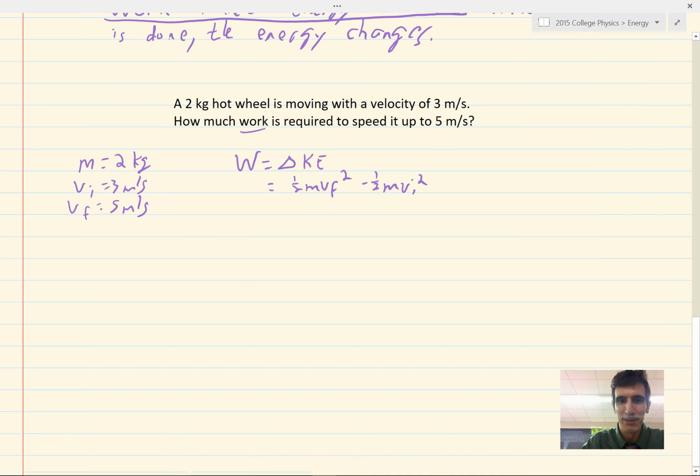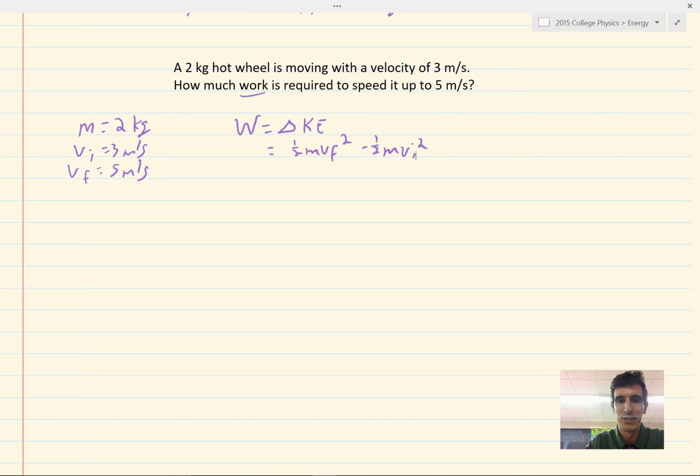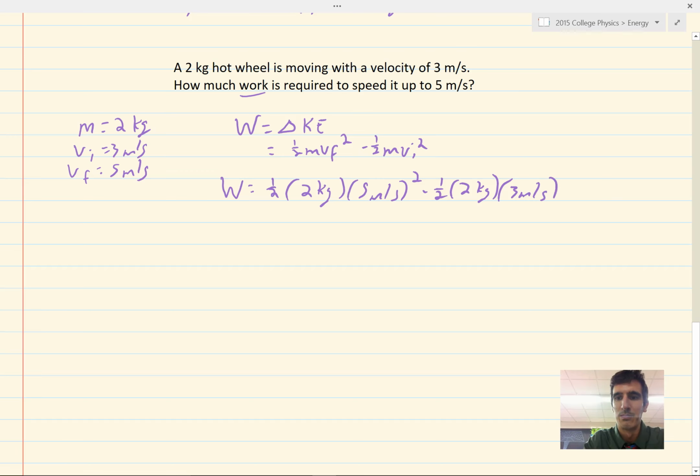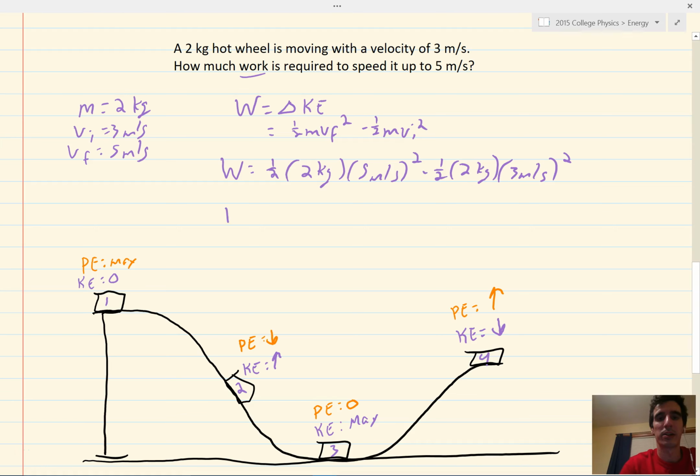Okay. Anyways, so now all I have to do is plug and chug. So work is equal to 1/2 times 2 kilograms times 5 meters per second squared minus 1/2 times 2 kilograms times 3 meters per second squared. Again, don't forget to square your velocities. And we plug in our calculators and we get work is 16 joules.